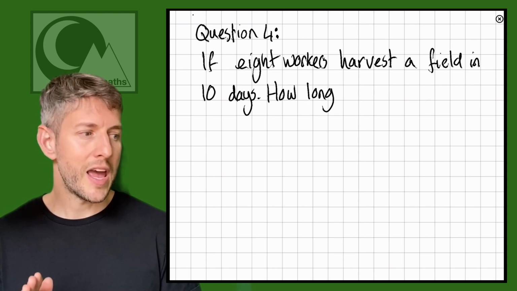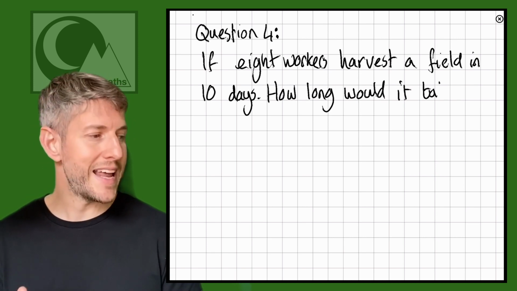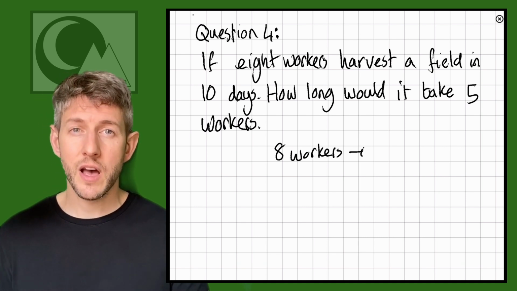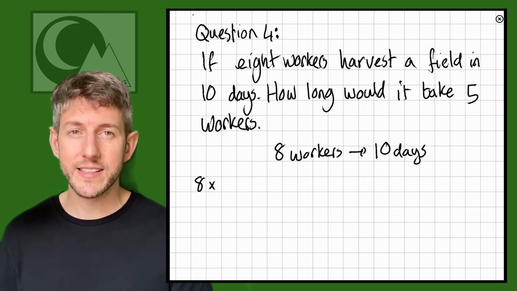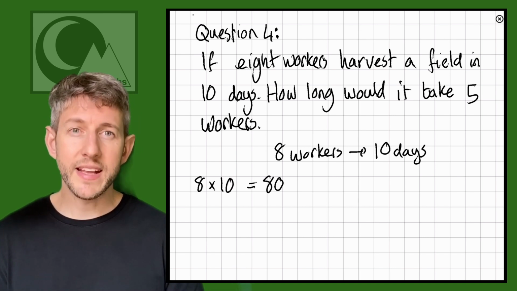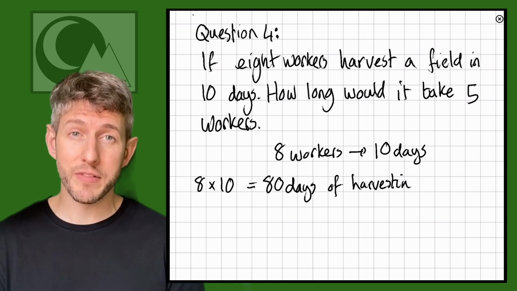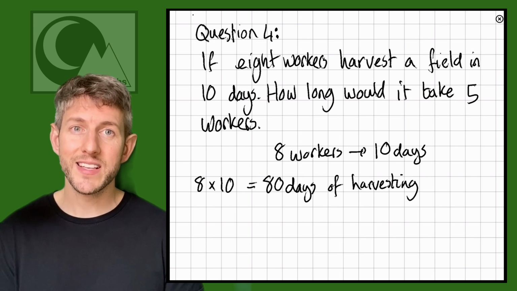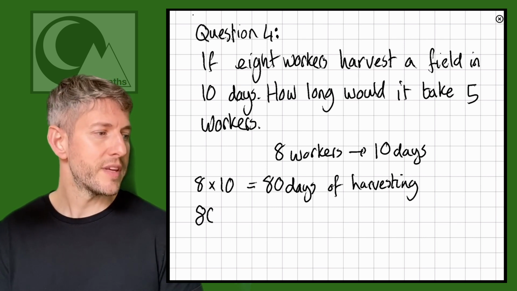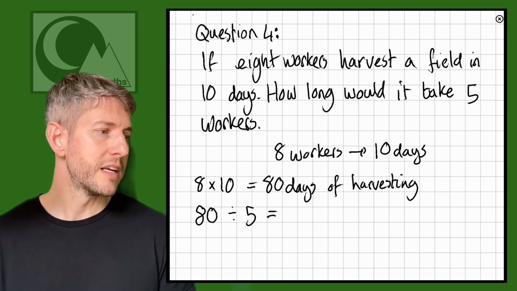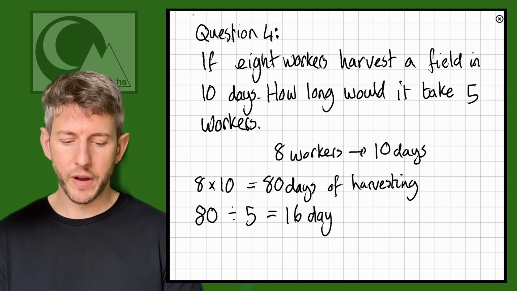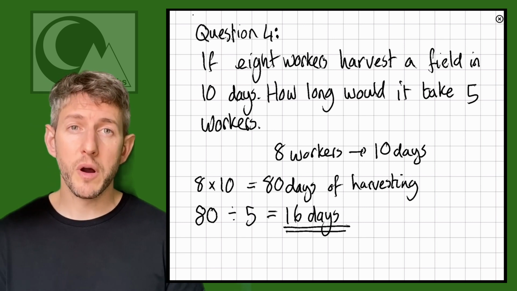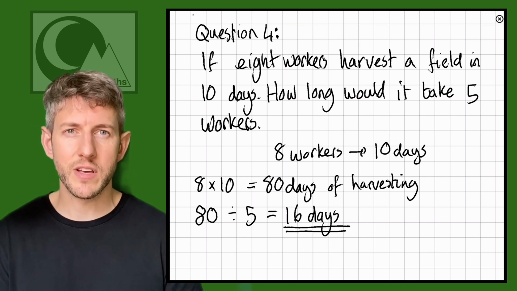So let's look at our next question, our last question. And this says, if 8 workers harvest a field in 10 days, how long would it take 5 workers? So 8 workers are harvesting the field in 10 days. So 8 times 10, 80. So there's 80 days worth of harvesting if it was only going to be down to one person, okay? This time we've got 5 people to do it. So 80 divided by 5 equals 16. So it would take them 16 days. 5 workers would take 16 days to harvest those fields.